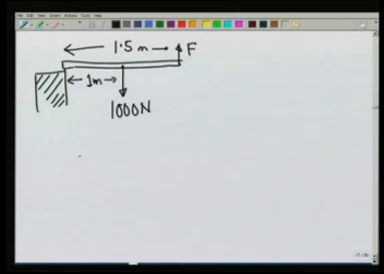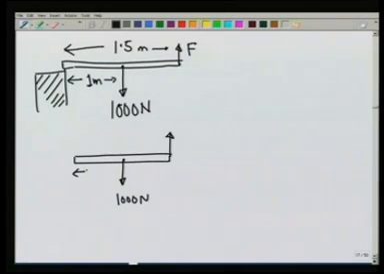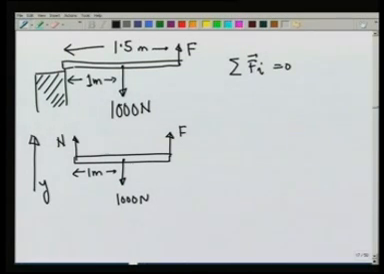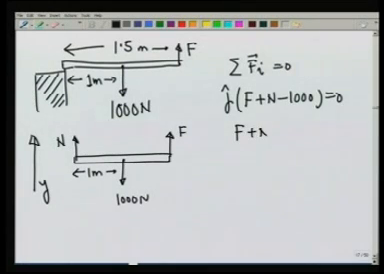If I look at the beam, the forces that are being applied on the beam are the force F by me, the force of 1000 newtons at a distance of 1 meter from the support, and the support would also be applying a force N. So, the first condition, that summation F_i is equal to 0, gives me, if I assume this to be the y direction, F plus N minus 1000 is equal to 0, or F plus N is equal to 1000. That is condition 1.